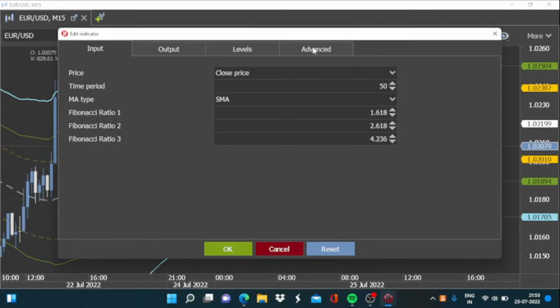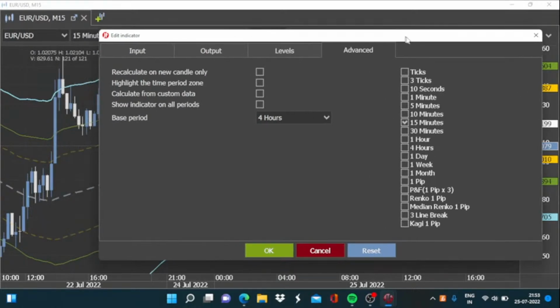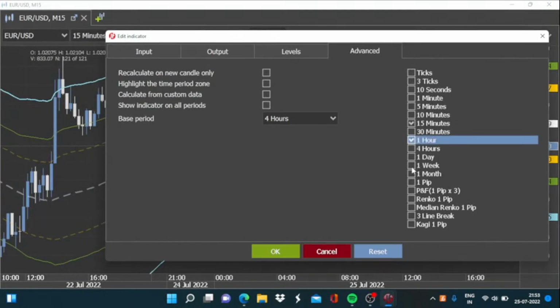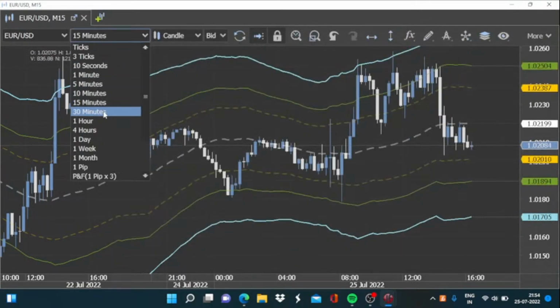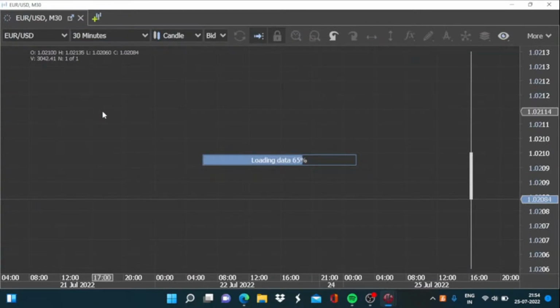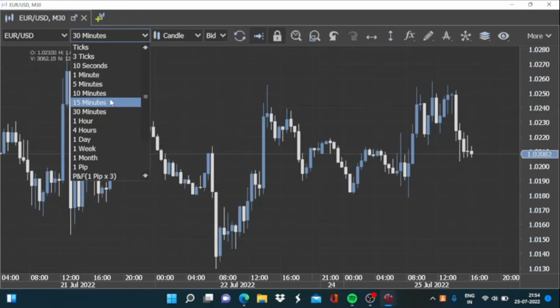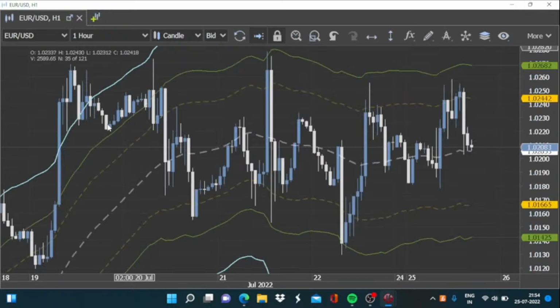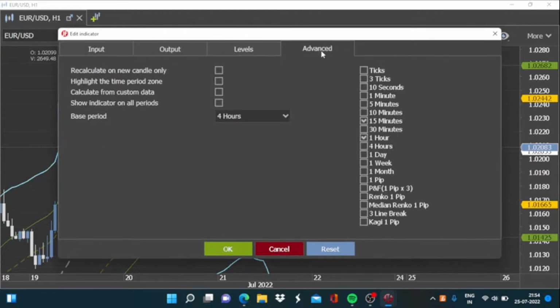Now coming to its editing options. If you don't really want the indicator to be shown on all periods, you simply have to check this box for those particular time frames, and only on those time frame charts the plotting will be done. Now if I change it to half hourly, the Bollinger Bands with Fibonacci ratio won't be plotted. So that's how this system works. And then if I again change it to hourly, we will have the Bollinger Band with the Fibonacci ratios back. So that's how this combination works.